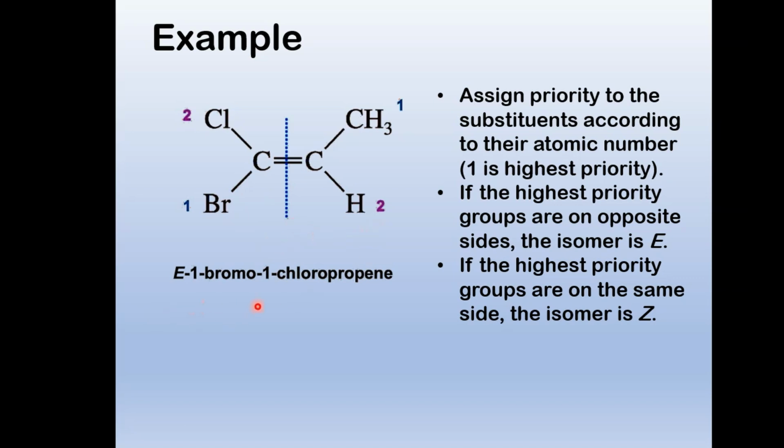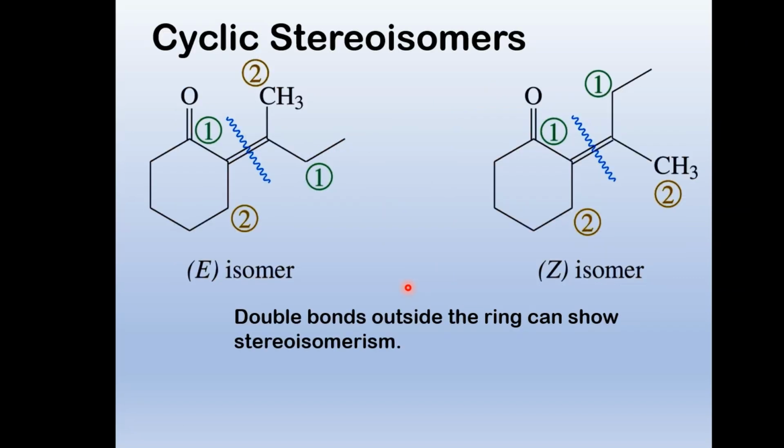So now we can give it a name. Everybody can write down the correct structure. Everybody knows what we're talking about. And we call this E-1-bromo-1-chloropropene. Double bond there, methyl group there. Fortunately, we don't have to name this, but we can decide which is the E isomer and which is the Z isomer. So here's a double bond, and this group is different than that group.